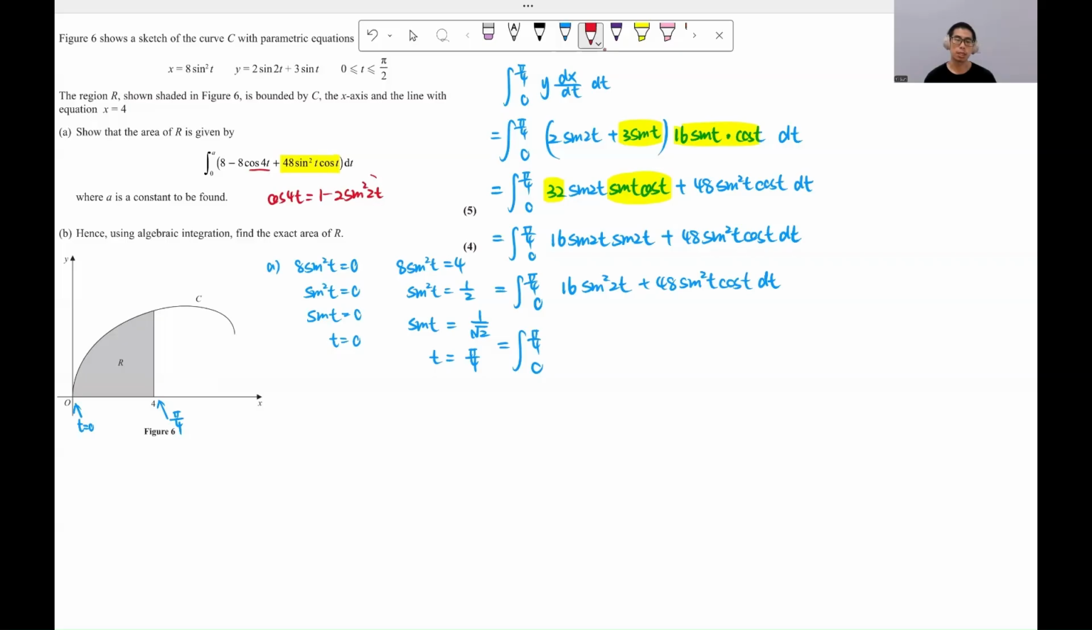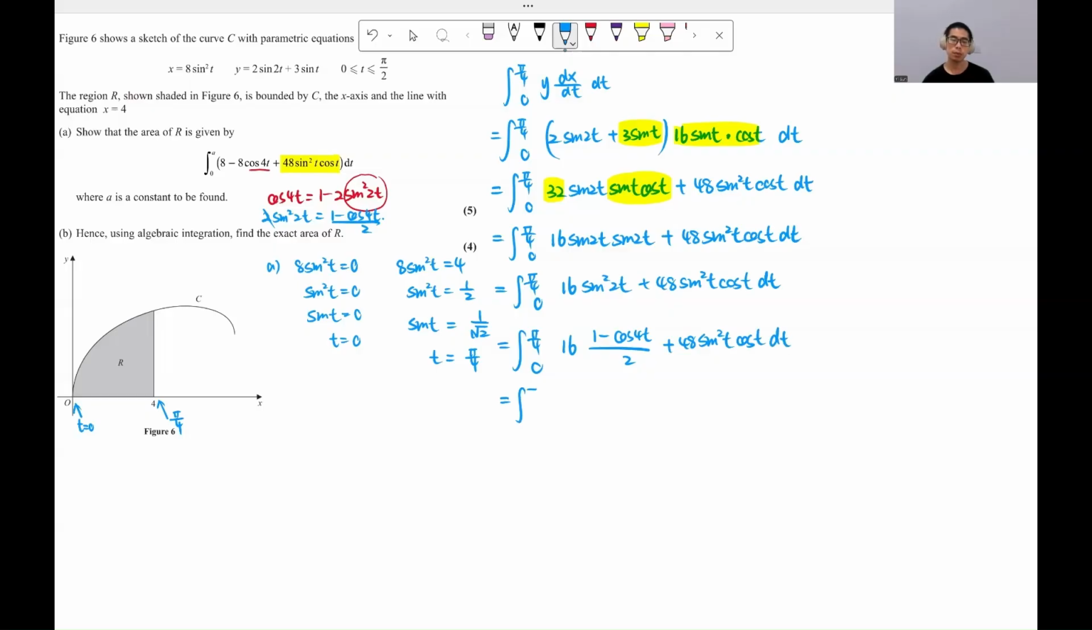Therefore, to make sin²2t the subject, we can just rearrange it. So that'll be 16 lots of (1 minus cos 4t) divided by 2. So I will just add 2 sin²2t to both sides and then subtract cos 4t from both sides. And then divide by 2 for both sides. That's how we got this. And the second half doesn't change, 48 sin²t cos t dt.